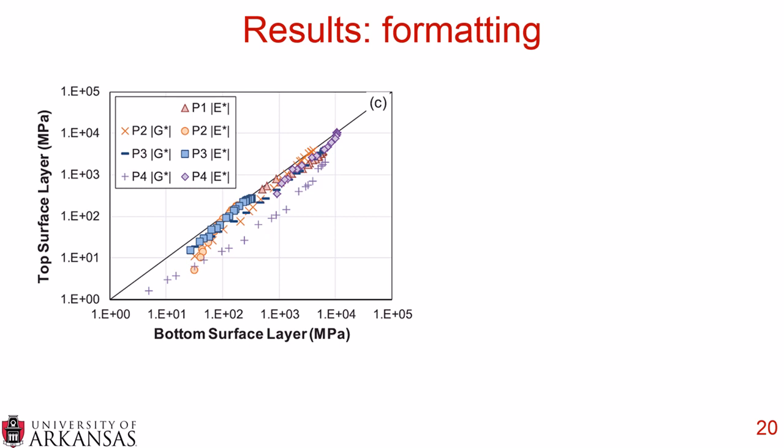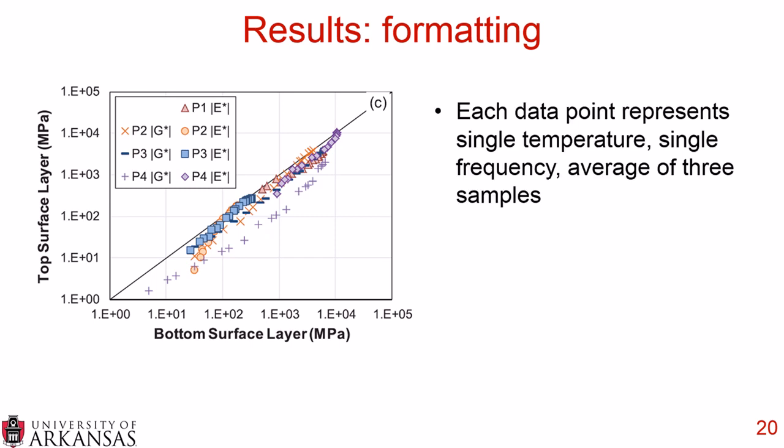Now, for the results of this study, just like when we were going through the master curve development analysis, we kind of had a template of how the graphs look. We also have a common template for the results. So you can see here that each data point along here represents a single temperature and a single frequency, and it is an average of 3 samples.